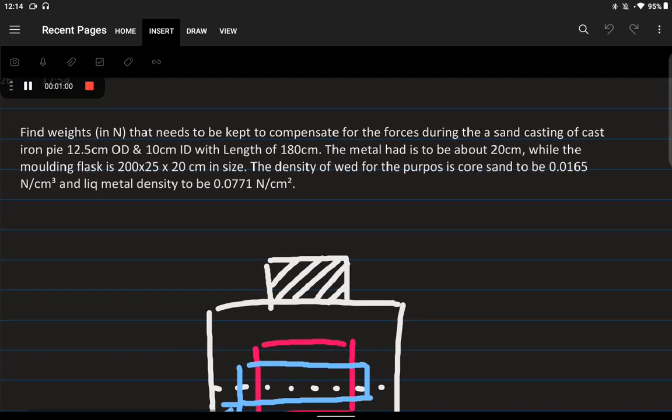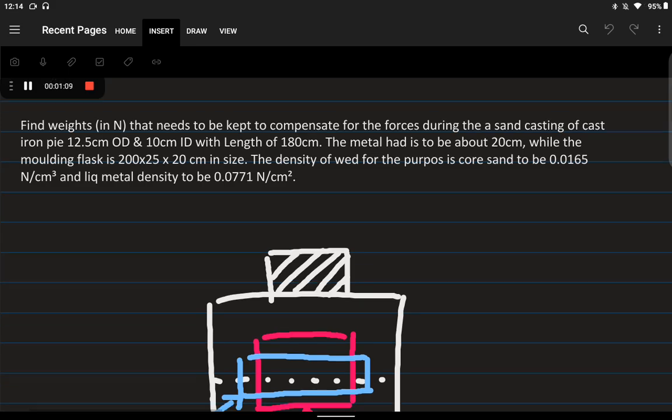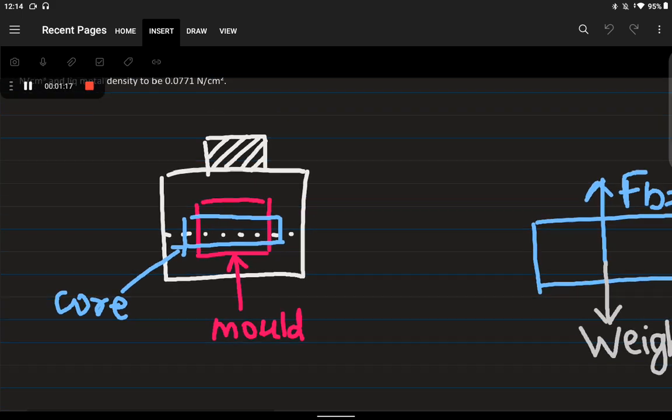So the question is asking us to find the extra weight that needs to be kept on top of the cope of the flask. First of all, we need to understand why extra weight needs to be kept. For that, let's understand what forces are acting.